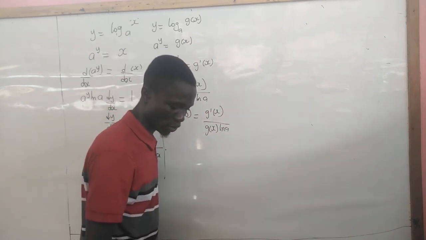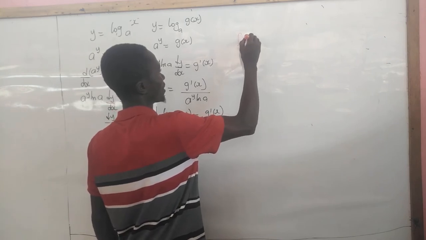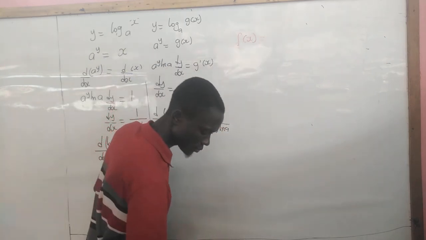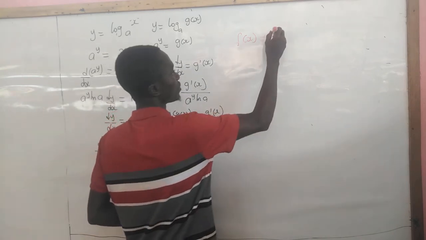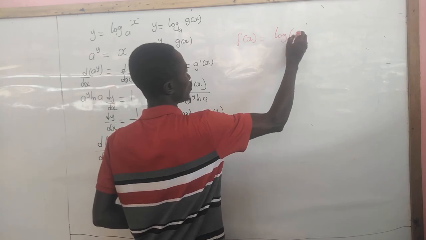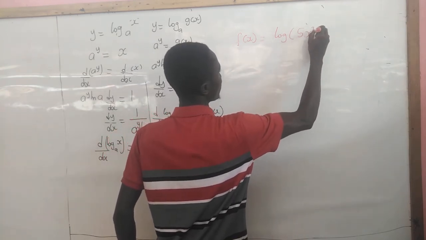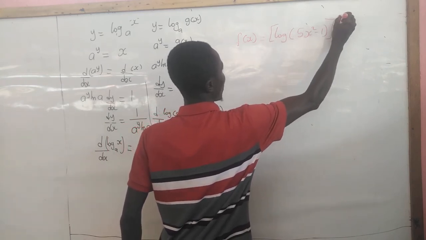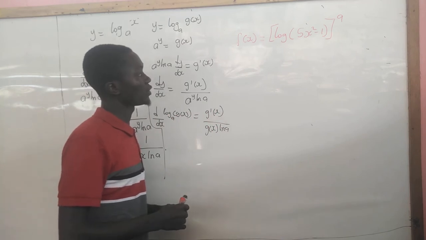Now the next question we are going to consider is, we have f of x equal to log into bracket 5x squared minus 1, all to the power 9. Okay, let's do this one.